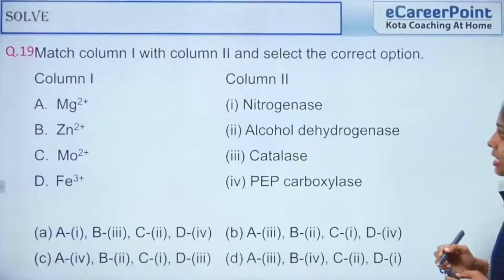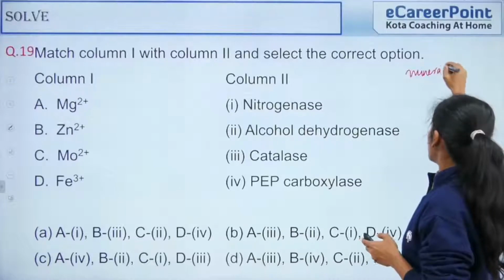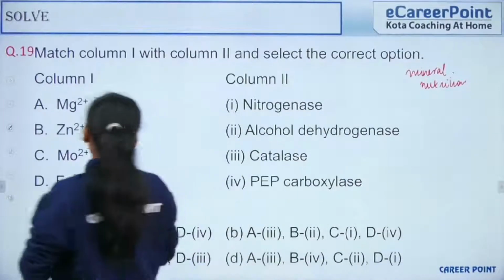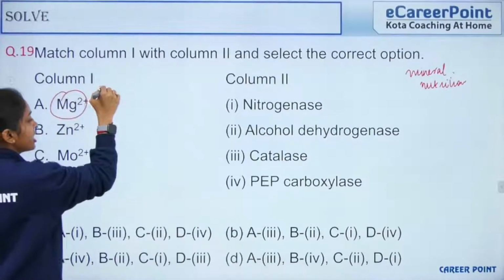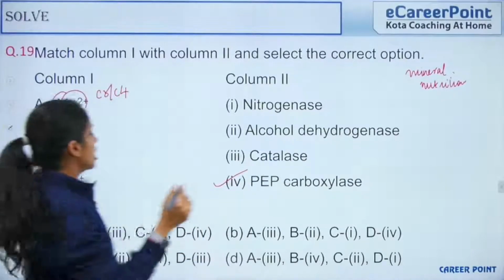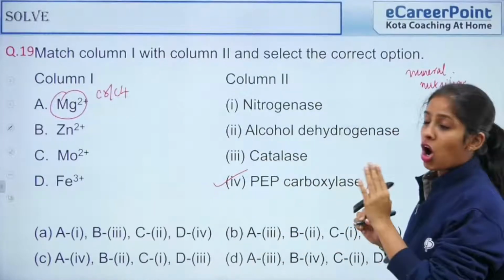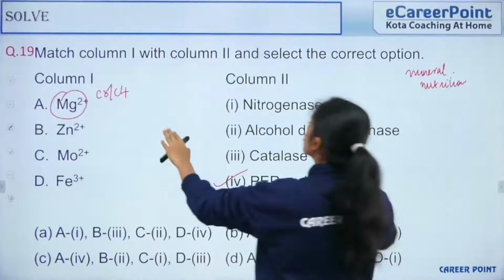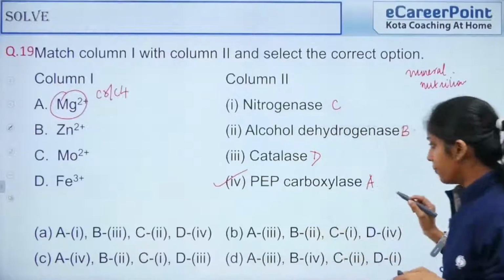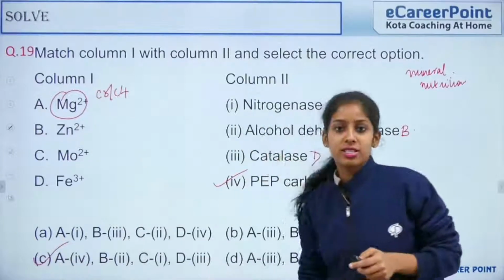So question 19. You have to match the column. This is from the chapter mineral nutrition. Mineral nutrition is a very, very important chapter. Mg2+ is needed for your C3 and your C4 cycle. In your C4 cycle, you use PEP carboxylase, so PEP carboxylase is A. Zn2+ helps in alcohol dehydrogenase. If you still have a doubt, molybdenum is nitrogenase, iron activates catalase. So this has to be B. Now see which one matches. This one matches, right? So this is the right option.